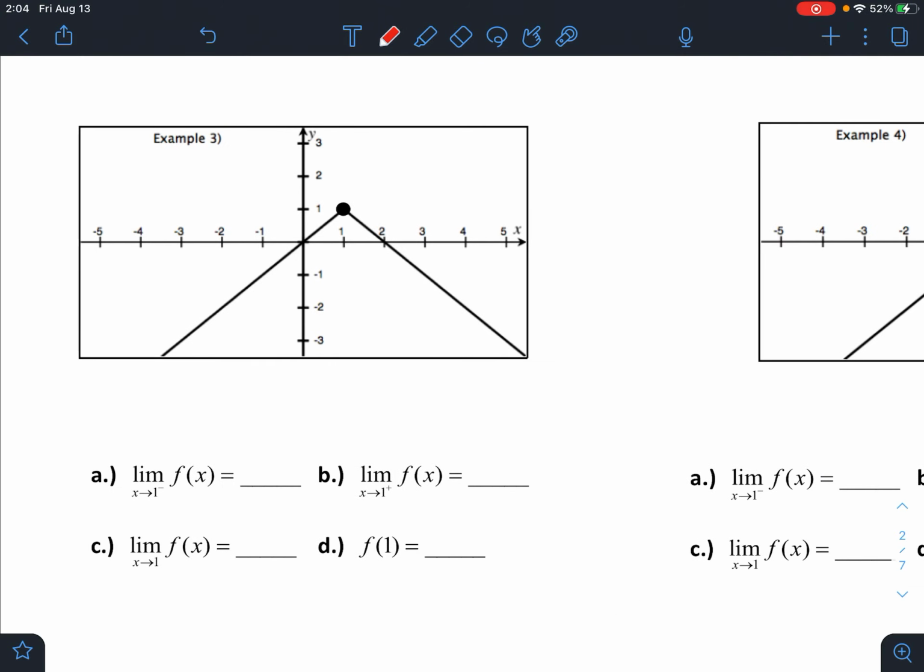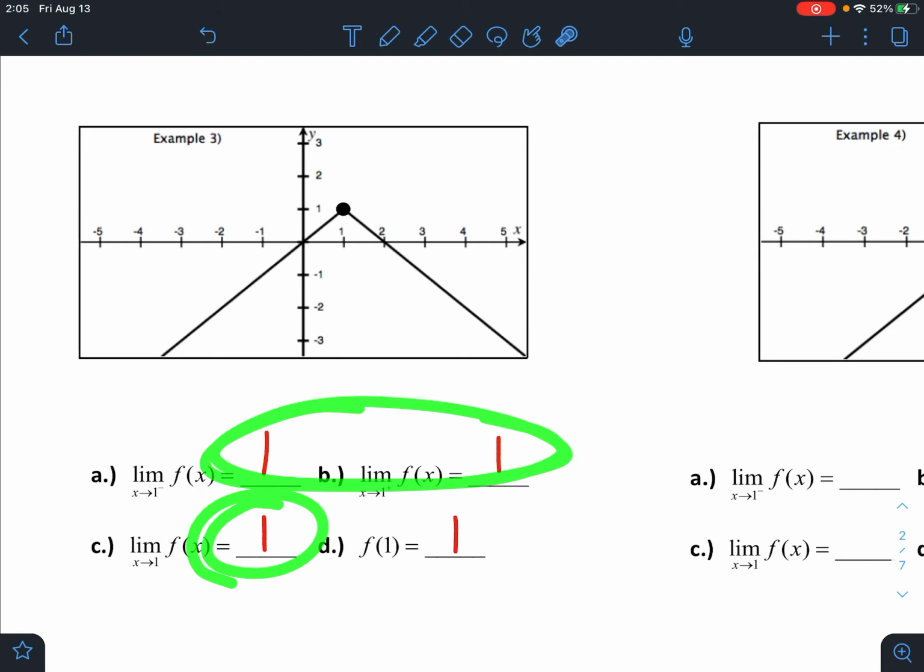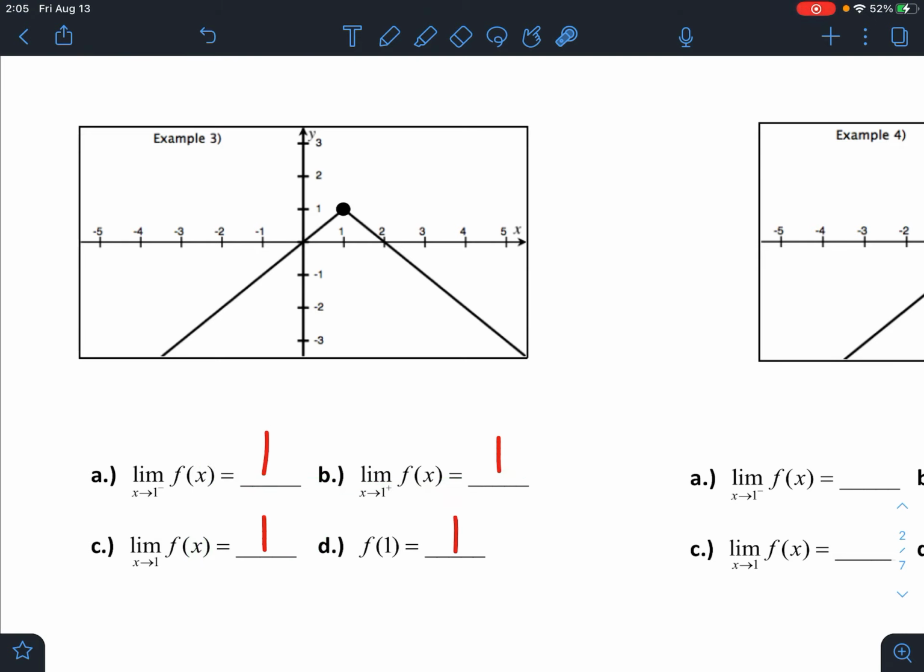Example 3, as x approaches 1 from the left, we're trying to get to 1. As x approaches 1 from the right, we're also trying to get to 1. That's all that matters. Those two agree, therefore the limit exists, and our answer is 1. The fact that D says f of 1 equals, and it also happens to equal 1, doesn't really mean anything here. Okay, as long as these two agree, this is true. This does not impact that.